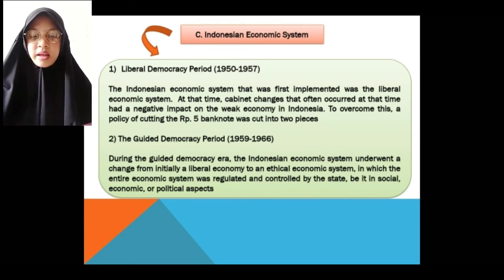1959 until 1966. During the Great Democracy era, the Indonesian economic system changed from a liberal economy to an etatist economic system, in which the entire economic system was regulated and controlled by the state, be it in social, economic, or political aspects.